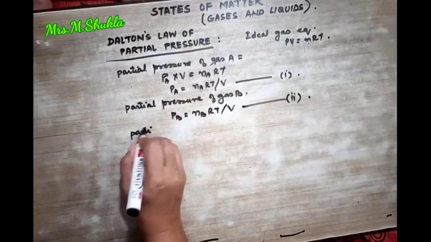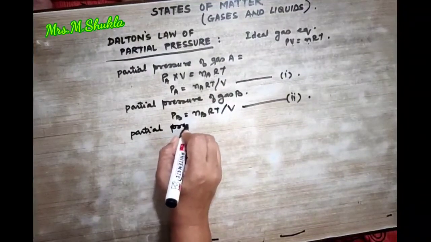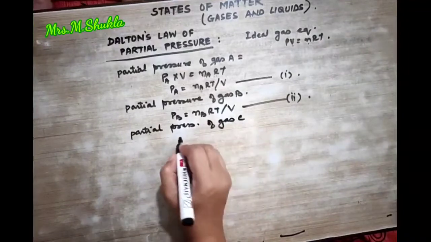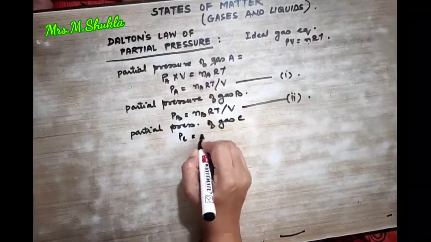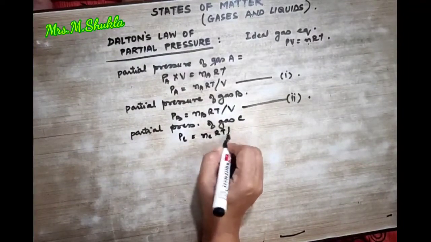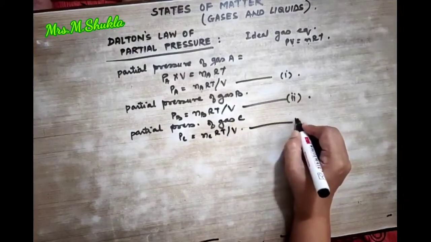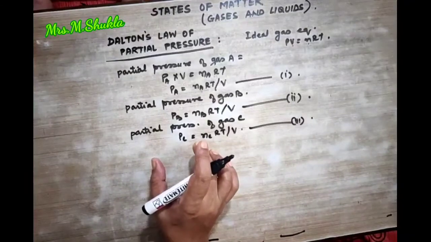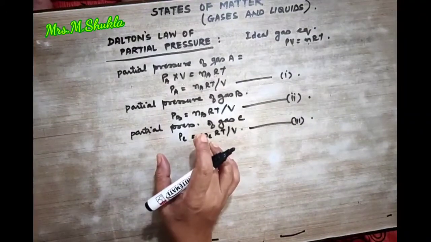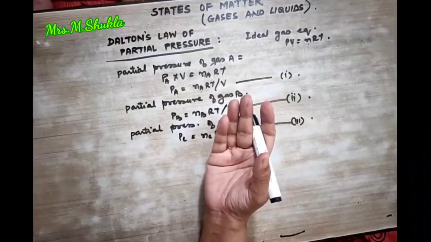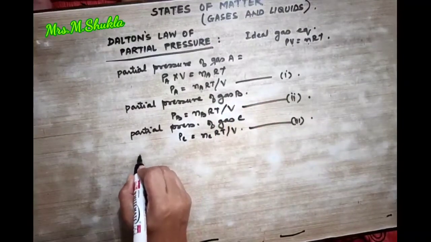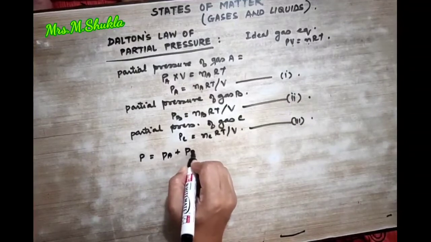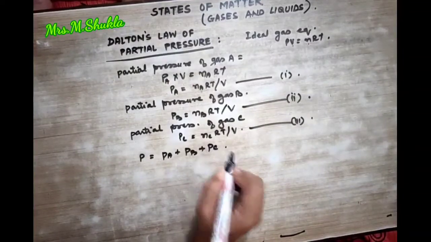Then your partial pressure of gas C is PC is equal to nCRT upon V. This is your third equation. Now, what is the total pressure of the gaseous mixture? That will be given by Dalton's law of partial pressure. So that will be equal to what? P is equal to PA plus PB plus PC.